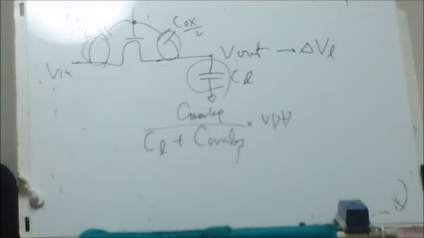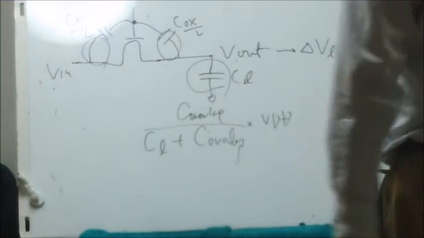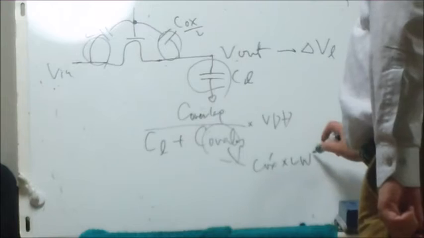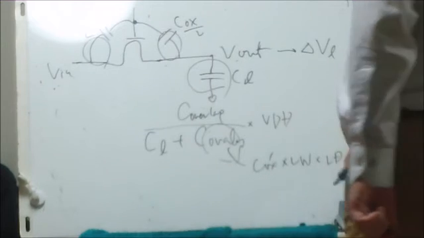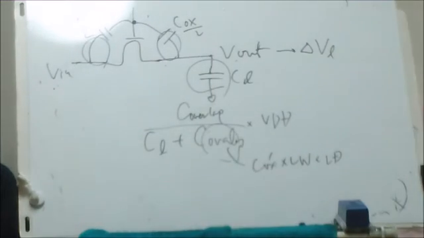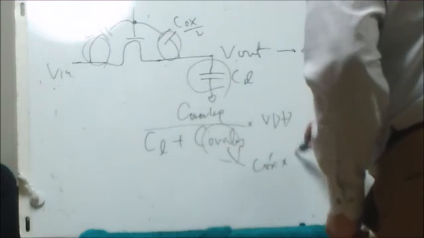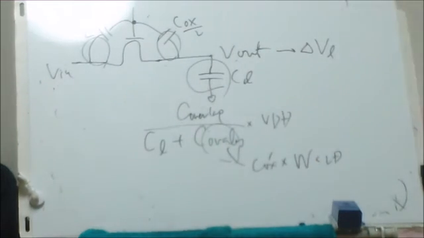The overlap capacitance in this case is Cox prime times W times LD, where LD is the length of the gate that overlaps the drain or source.